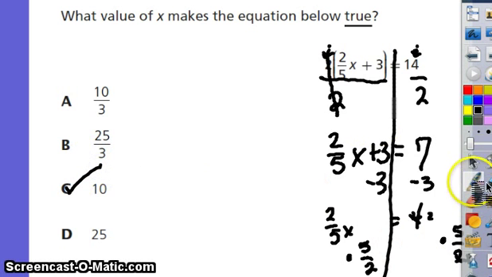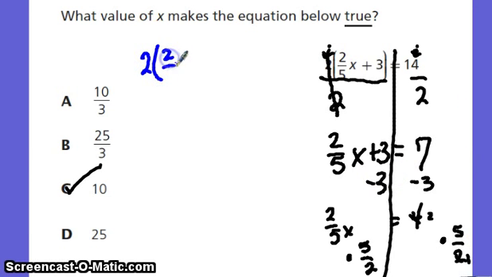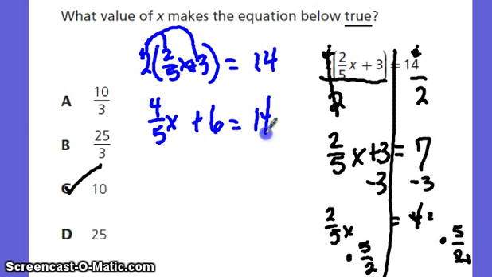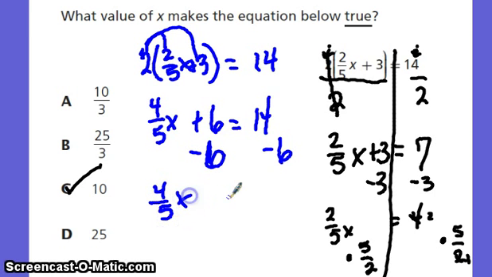Now if you wanted to do it the other way, if you wanted to distribute before you do anything else, that's okay, you can do that. And sometimes you will have to do that. So 2 times 2/5 is 4/5 X, and 2 times 3 is 6 equals 14. So I'm going to subtract 6 from both sides. And I have 4/5 X is equal to 8. Multiply by the inverse here.